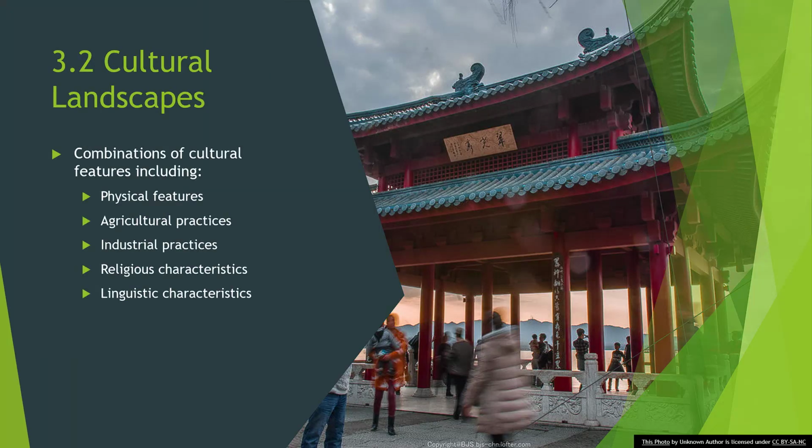So cultural landscape, guys, focuses on combinations of cultural features, physical features, agricultural practices, industrial, and explores how the landscape reflects cultural identities. So when you take a look at an image like you see here, how does this reflect cultural identity? Well, we see language, we see clothing, we see the architecture of the building that might tell us something. We're basically taking all of this and putting it together to essentially get an idea of what their culture's like and how do we see influences of culture there as well.